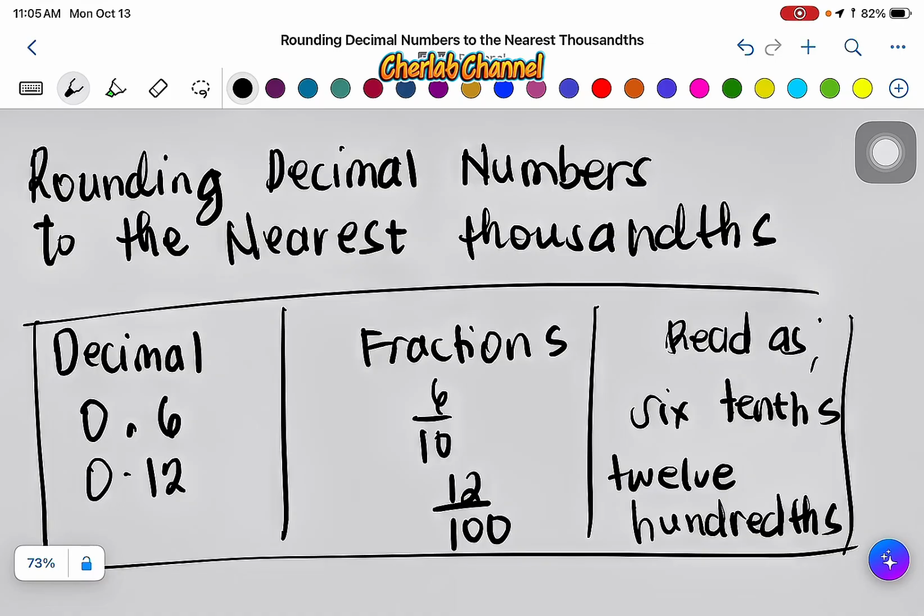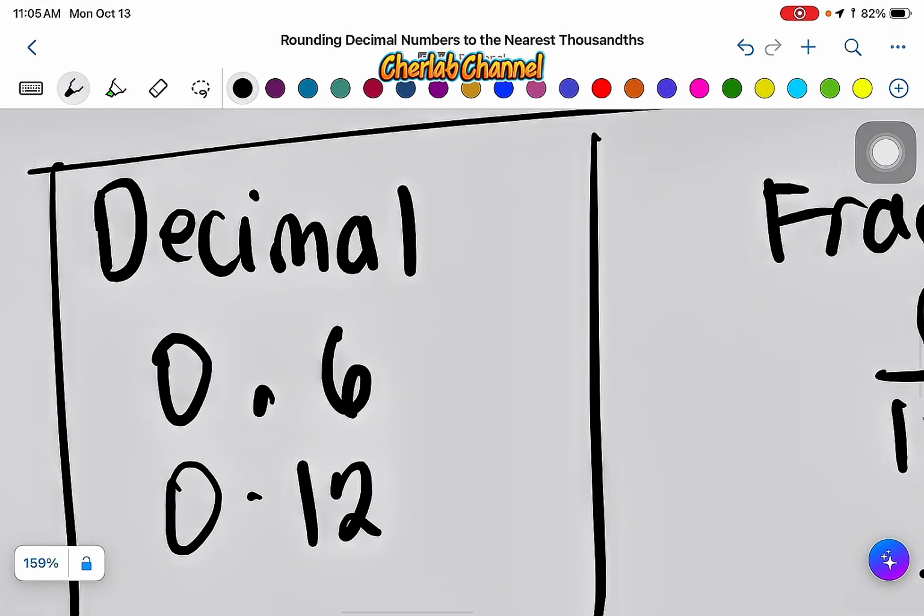Next, 0.12. In fractions, that is 12 over 100, and we will read it as 12 hundredths. Okay, how did it happen? So, the rule in decimal numbers, the decimal point will hold the ones place.